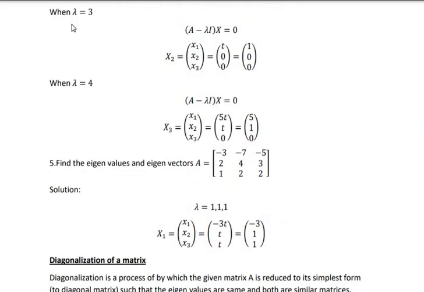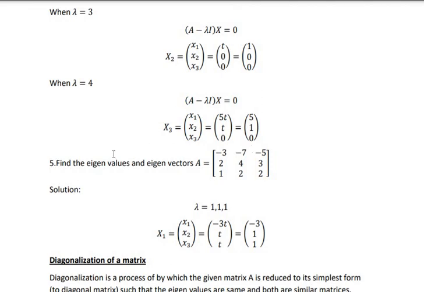Similarly, we can find the eigenvectors corresponding to lambda equal to 3 and lambda equal to 4. When you find it in a similar way, we will get x2 equal to (1, 0, 0), and in the case of lambda equal to 4, the corresponding eigenvector is x3 equal to (5, 1, 0).